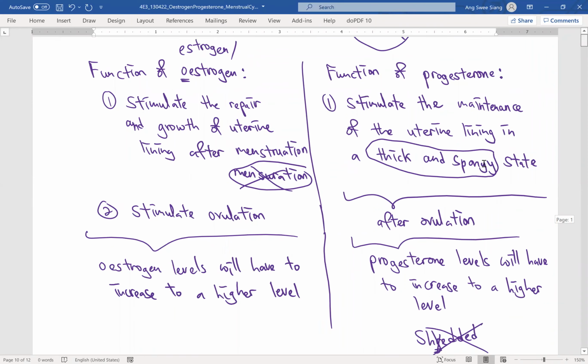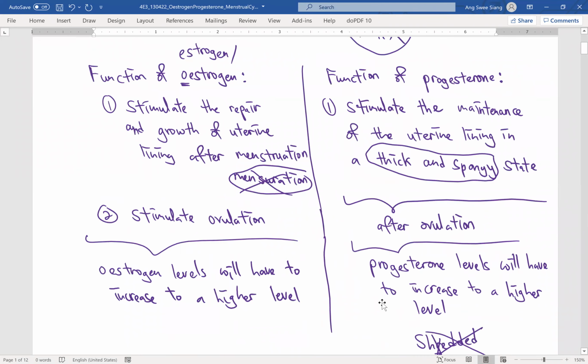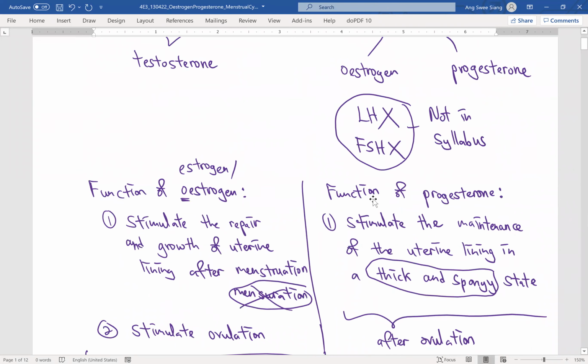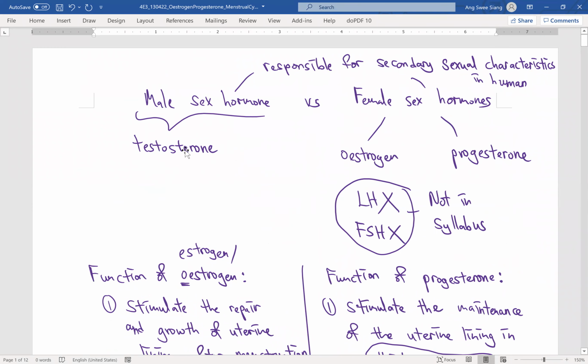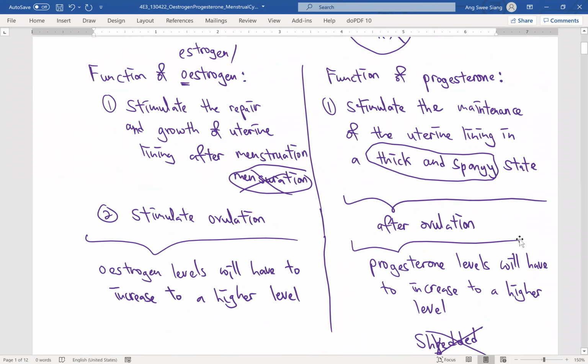Now, last lesson we started to look at the menstrual cycle. First we look at the function of the male sex hormone and female sex hormone. The male sex hormone is testosterone, and the female sex hormones are estrogen and progesterone. First of all, you need to know their function. Estrogen has two functions. One is to stimulate the repair and growth of the uterine lining after menstruation. The other function is to stimulate ovulation. And in order for them to do that, the estrogen level has to increase to a higher level.